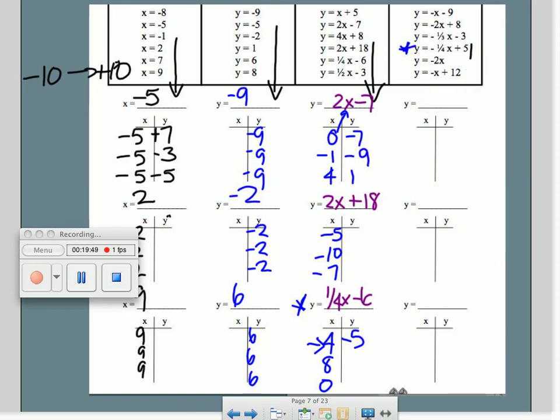We're going to give you a minute or two to do the next 2 here. And as you are doing that, I'm going to fill in the rest of this.